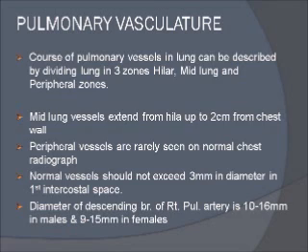Of course, there are many cardiac conditions in which vessels can be seen even in the peripheral third of the lungs. In a normal chest, vessels should not exceed 3 mm in diameter in the first intercostal space. There are other measurements too, like the diameter of the descending branch of the right pulmonary artery, which is usually 10 to 16 mm in males and 9 to 15 mm in females.